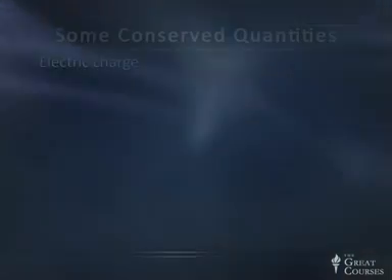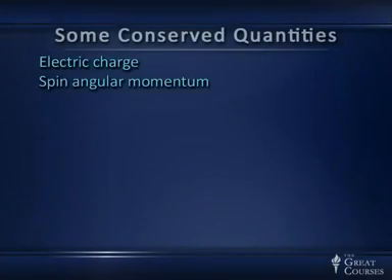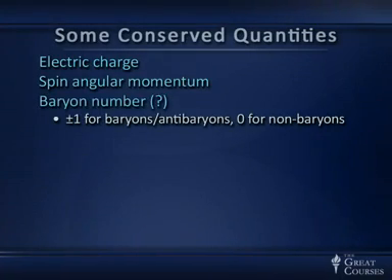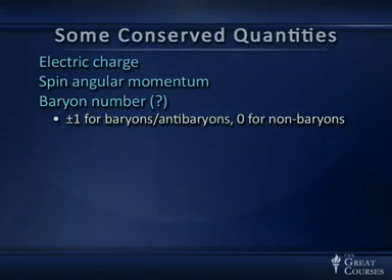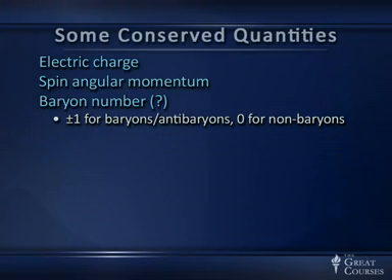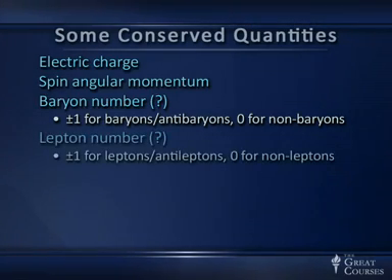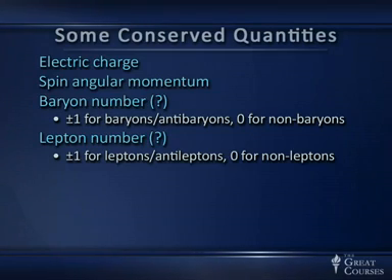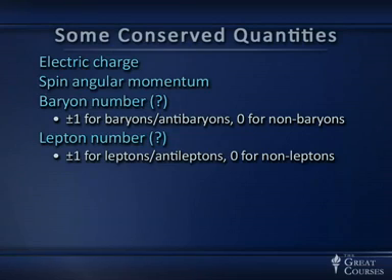Some of them we've seen before. Electric charge is conserved. Spin angular momentum is conserved because angular momentum is conserved. Baryon number, we think, is conserved. Baryon number is plus 1 if you're a baryon, minus 1 if you're an antibaryon, and 0 for non-baryons. So an electron has 0 baryon number. Lepton number: if you're a lepton, an electron, a tau, whatever, you have lepton number plus or minus 1, depending on whether you're a lepton or an anti-lepton, otherwise it's 0.